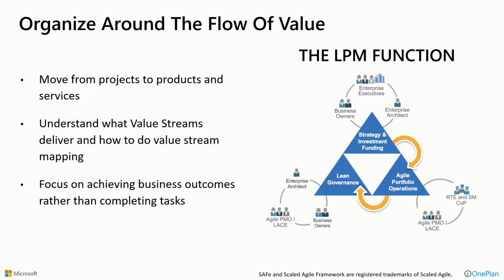In lean portfolio management, 3 key pillars are the strategy and investment funding approach that we would do in LPM, then the agile portfolio operations component, and then ongoing, the lean governance piece, which is the adjustments and responsiveness to change. The agile portfolio operations are more the day-to-day operations that we have. And the strategy and investment funding is really about how we make investment decisions and how we allocate the funding.